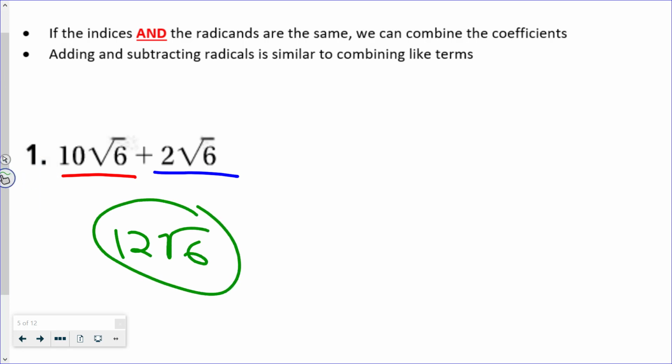You must understand this rule. The index has to be the same. The radicand, the number underneath the radical, has to be the same. If they are, just add the coefficients. The answer is 12 radical 6. Next example.